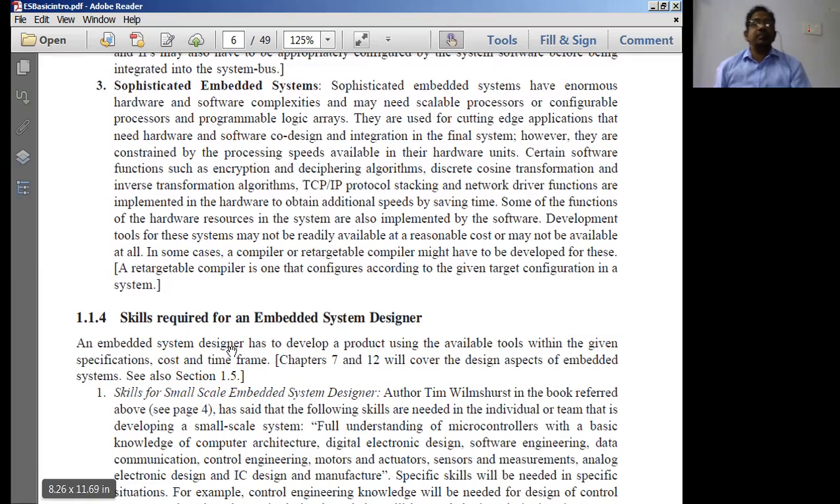So in some cases, a compiler or retargetable compiler might have to be developed. See the complexities here. In sophisticated embedded systems, we continuously use cross compilers. Retargetable compilers might have to be developed for these applications: retargetable cross compilers. Cross compiler means what? One type to another type. The source code input is for a microcontroller or a microprocessor, and the output it produces always changes in the case of cross compilers.